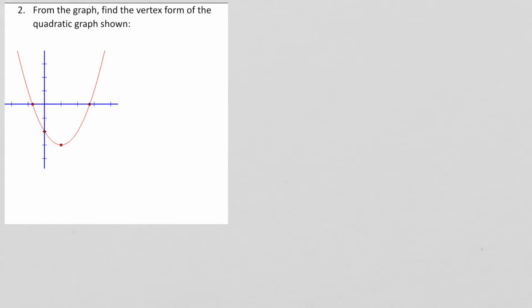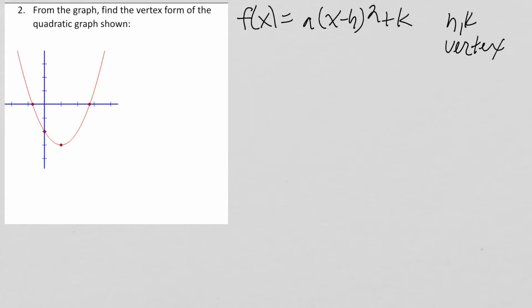All right, taking a look at number 2 here. We are finding the vertex form of the following quadratic equation. So look in your notes for vertex form, which is this: a times x minus h squared plus k. The h and the k is the vertex. We need to figure out what the a is by plugging in a random point on the graph there.